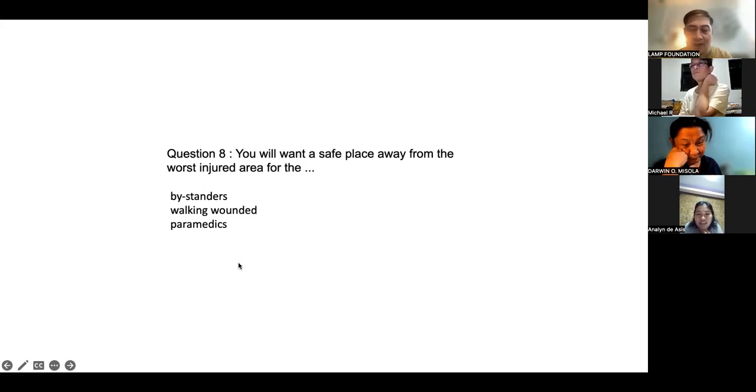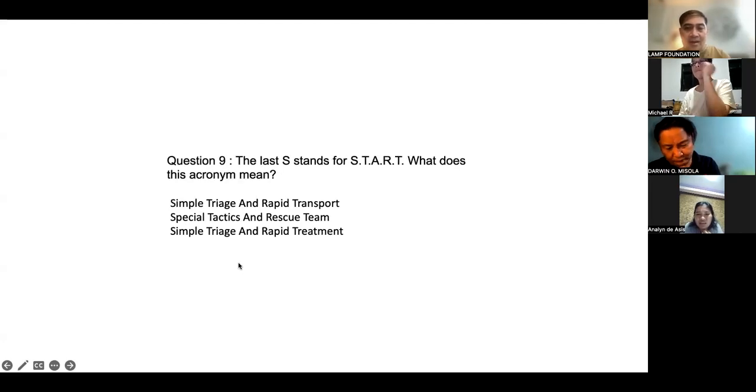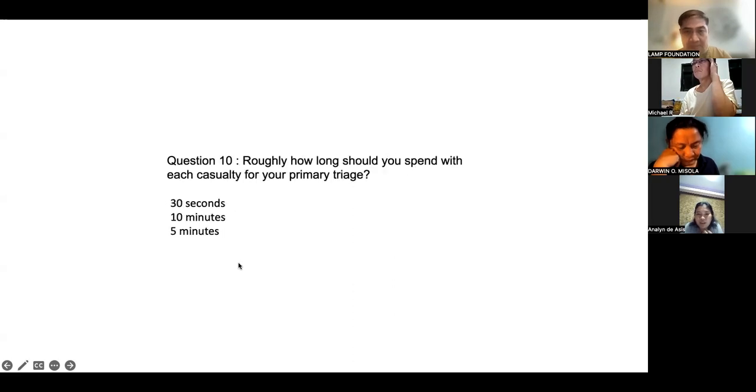Walking wounded. Dead. The last S stands for START. What does this acronym mean? Simple triage and rapid transport. Rapid treatment. Triage and rapid treatment. So, you should have done something already before you transport.